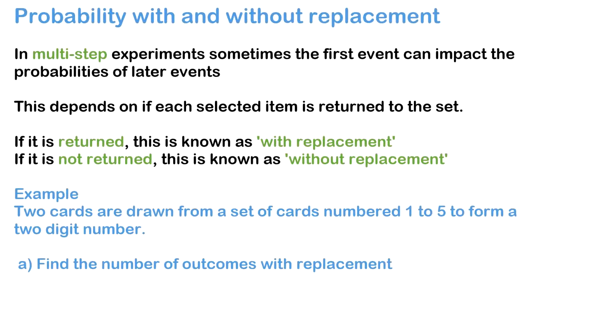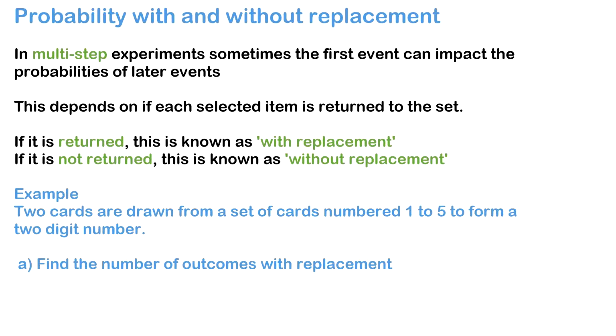In this video, we're looking at probability with and without replacement. In multi-step experiments, so 2-step, 3-step, and more, sometimes the first event can have an impact on the probabilities of later events. This depends on if each selected item is returned to what we call the data set.